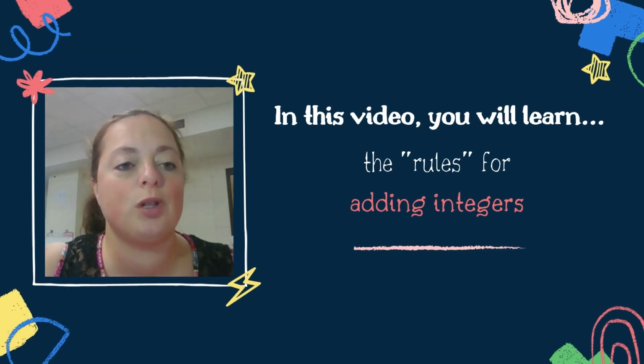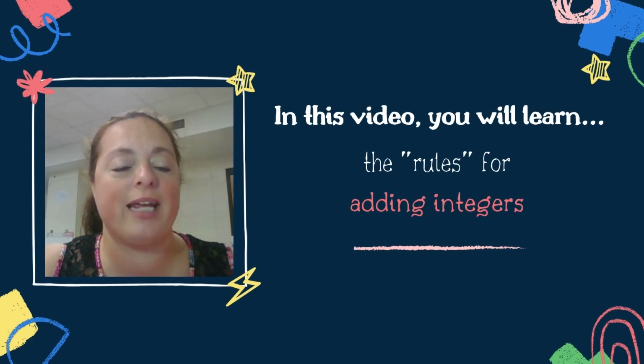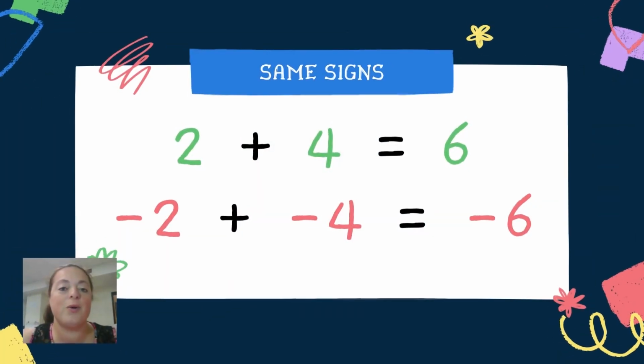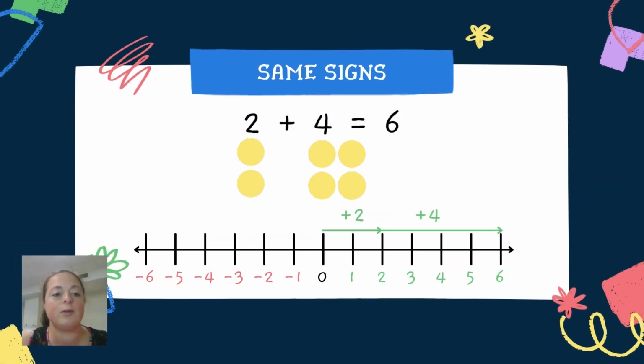In this video, you will learn the rules for adding integers. We know from the last video how to add integers on the number line and with counters. So we know that if we were to add +2 and +4, we would get +6. If we add -2 and -4, we would get -6. Here's what those counters and number line would look like.